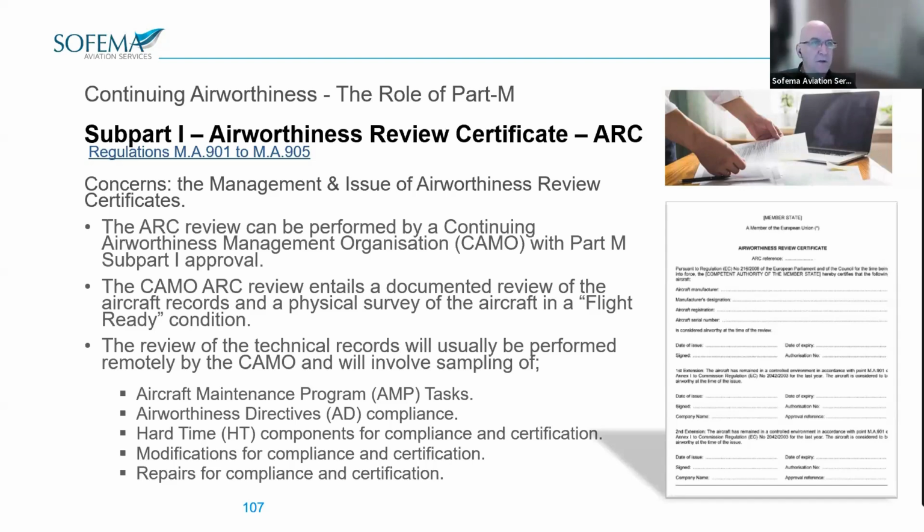Basically, the ARC review entails a very detailed documented review of the aircraft records, so a desktop review, or looking on the maintenance records computer to check the status of the aircraft with regard to maintenance, and also a physical survey of the aircraft in a flight-ready condition. The review of the technical records will usually be performed remotely by the CAMO and will involve these activities: sampling of aircraft maintenance program tasks, checking of the AD compliance status, verifying that hard time components have been replaced when required, and modifications for compliance and certification have been carried out. Also, any repairs necessary for compliance with airworthiness.